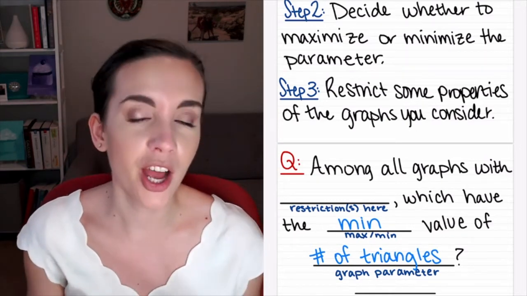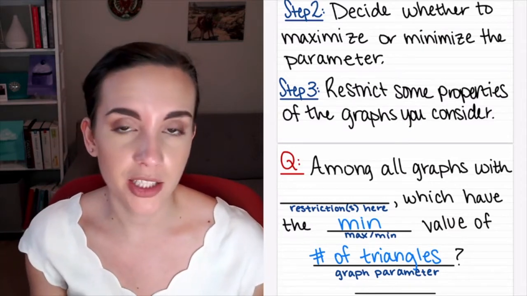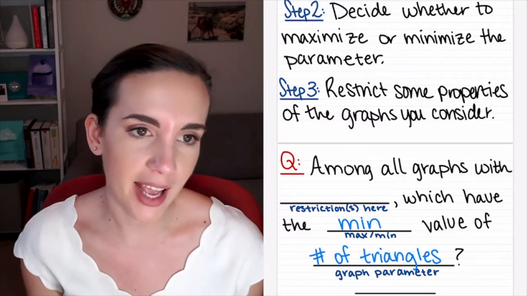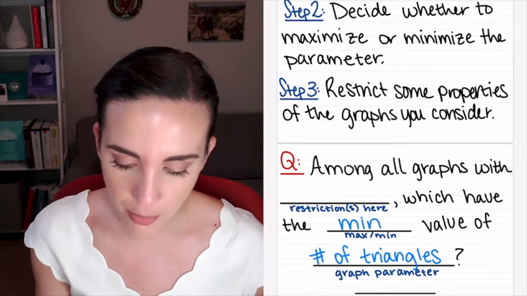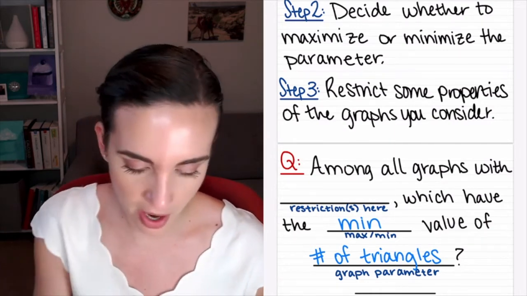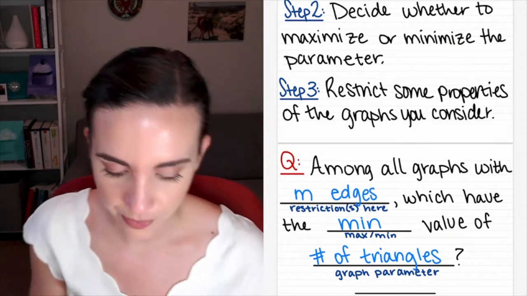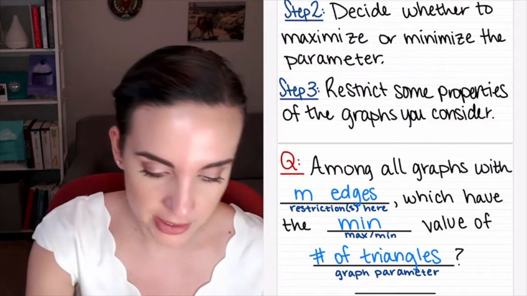So because that question ended up being a little too easy, one option is to place some restrictions on the graphs you consider so that I can't just say, oh, have no edges in the graph, right? So maybe I'm going to fix the number of edges in the graph. So maybe I want m edges in the graph, okay? Maybe m edges, and maybe I also want to fix the number of vertices.